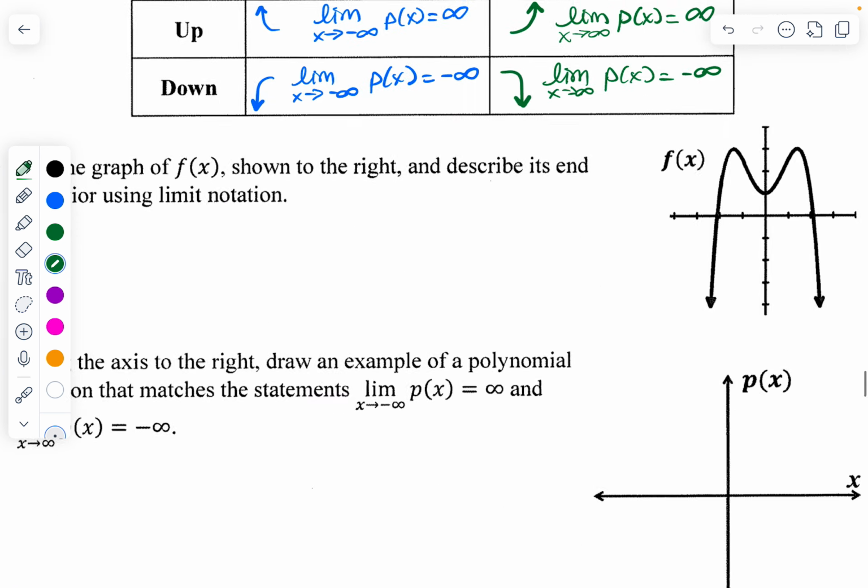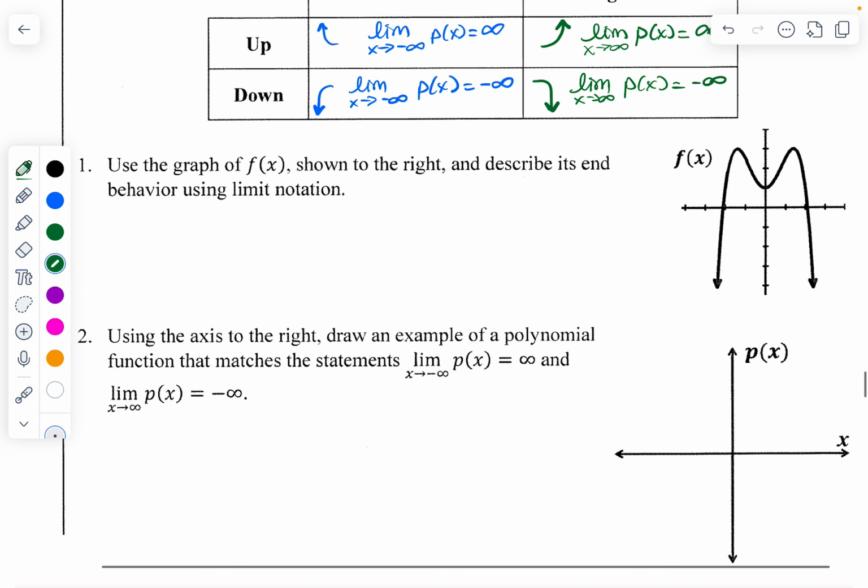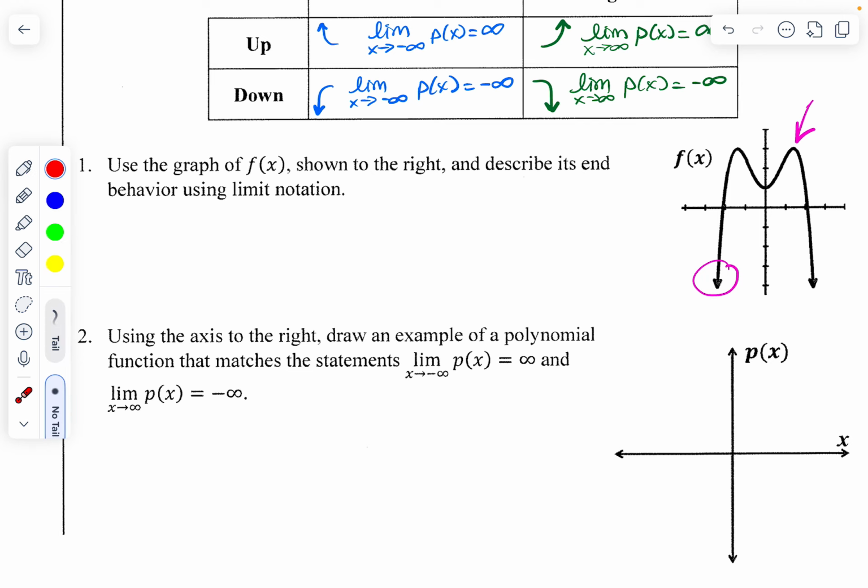So let's talk about what this is in the context of an actual function. Here's f of x. We can see that it's going to the left and down, right? As x is approaching negative infinity, f of x is going downwards. Same thing here, as x approaches positive infinity, the function goes downwards also. So let's describe that behavior using function notation.